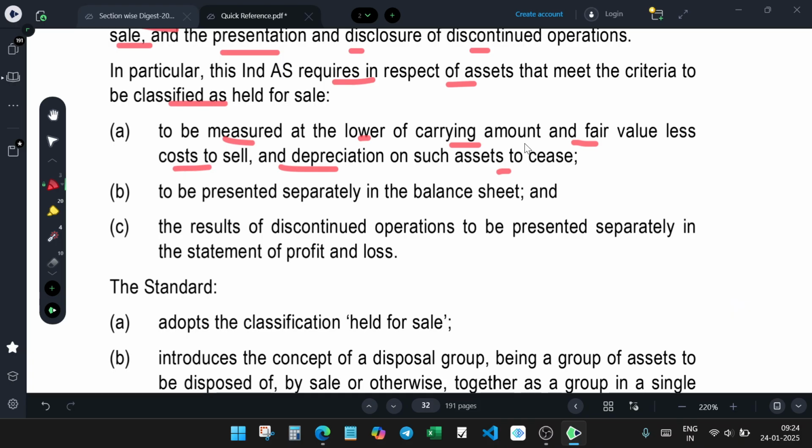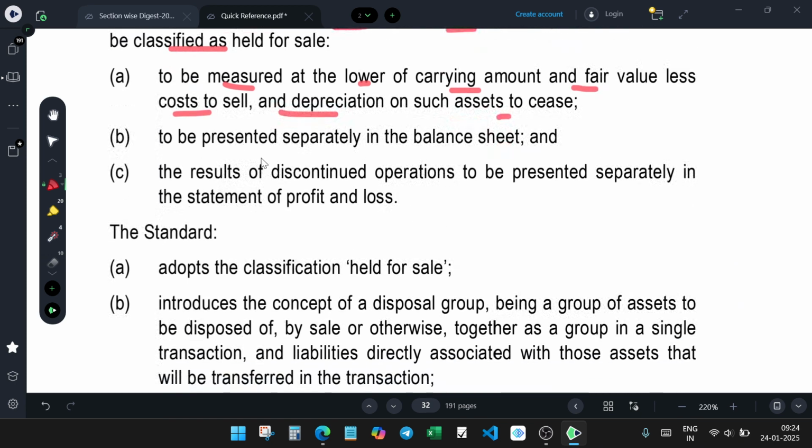The current fair value of selling this asset is this much amount, but to sell this asset we need this much cost. So we subtract the cost, and depreciation on such asset ceases. So not only cost, we should also stop depreciation for the current period. Then the value of the asset you should give in the financial statements is to be presented separately in the balance sheet.